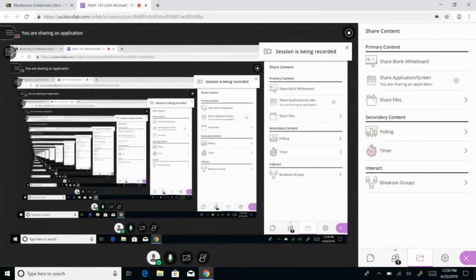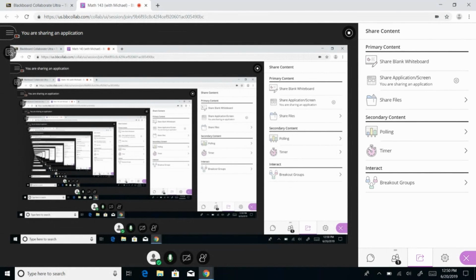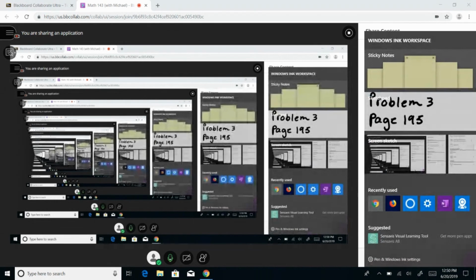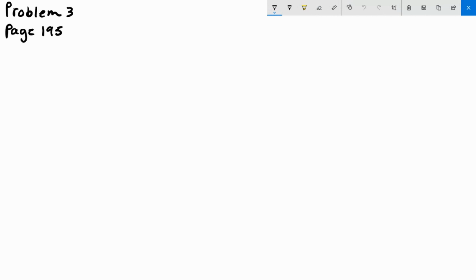Okay, today we're doing a problem from page 195, and what we're going to do is graph a quadratic function and then analyze the pieces of it. So here we go. This is problem 3, and here it is. So we've got the function f(x) equals x squared minus 8x plus 12.